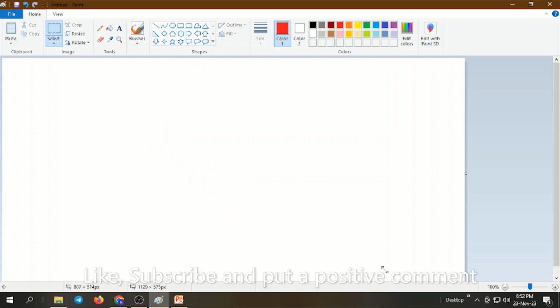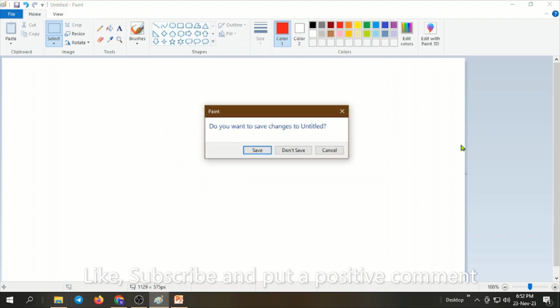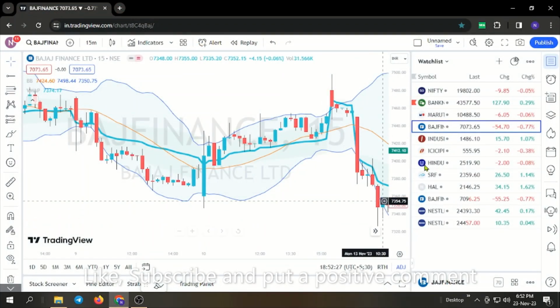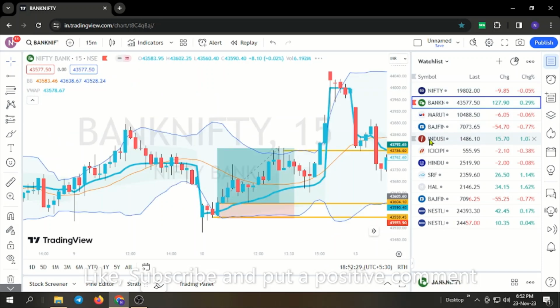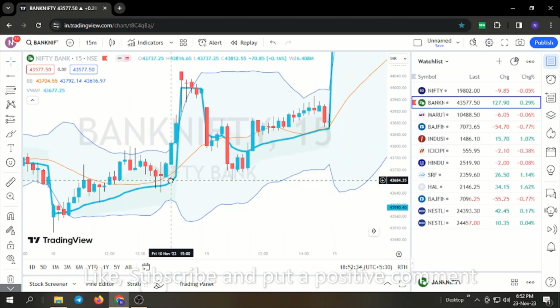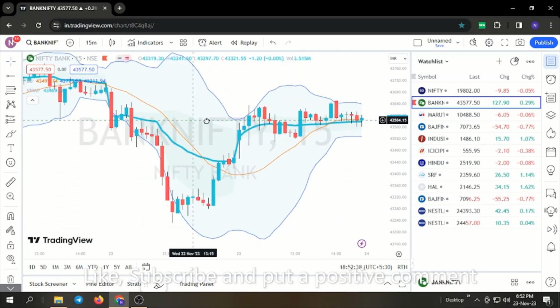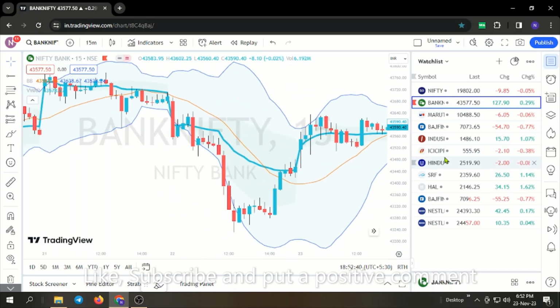Now let us see how the walking on the Bollinger Band kind of strategy works. We'll see a couple of examples and wind up, and in the next session we'll see the rest of the strategies. Can you identify walking on the Bollinger Band?